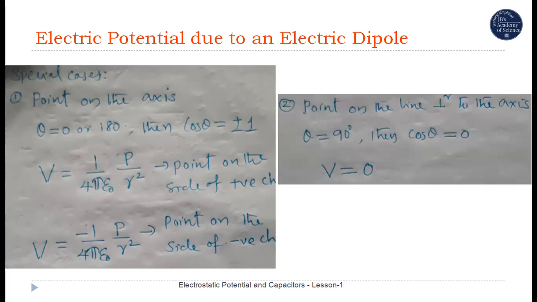Second case, if the point is on the line perpendicular to the axis, that is the perpendicular bisector, the equatorial line, then theta becomes 90 degrees, then cos theta is 0, then the potential is 0. Remember here, the potential at any point on the equatorial line, that is the perpendicular bisector of an electric dipole, is always 0.